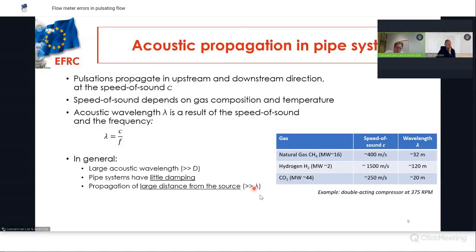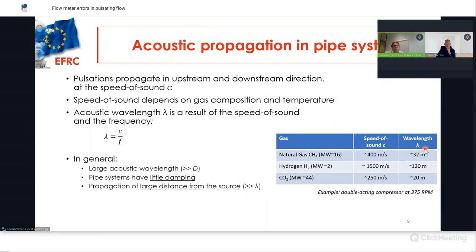In this table, I summarized a few of the features for 3 examples. For natural gas, which has a typical nominal molecular weight, for hydrogen, which is a very light gas with a low molecular weight, and also for CO2, which is a heavy gas with a high molecular weight. You immediately see the effect on the speed of sound, which is nominal for natural gas, high for hydrogen, and a low speed of sound for CO2. And that means that the wavelength for these 3 cases is also different. I give an example here for a double-acting compressor at 375 RPM running speed.